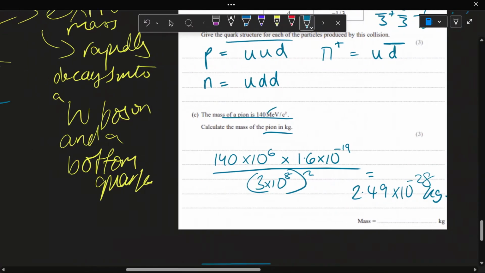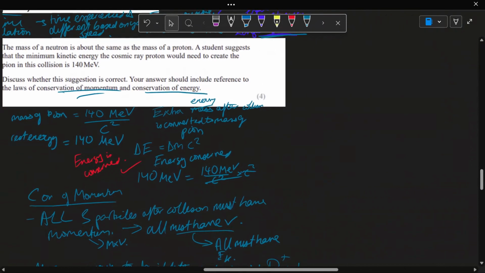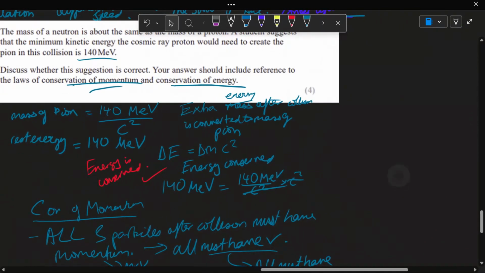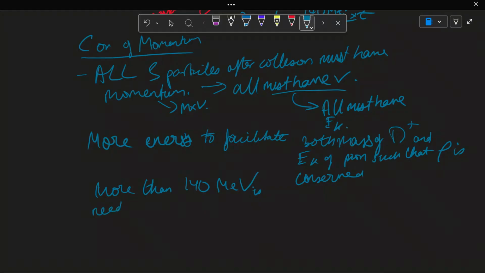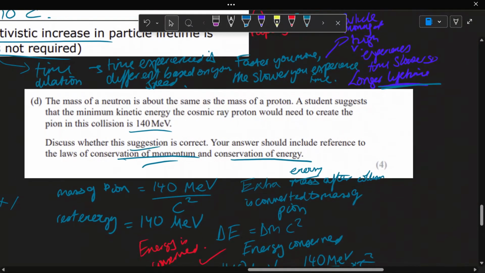Therefore, what does the question want? Is the suggestion correct? More than 140 mega electron volts is needed. Therefore, the conclusion: the suggestion is incorrect.